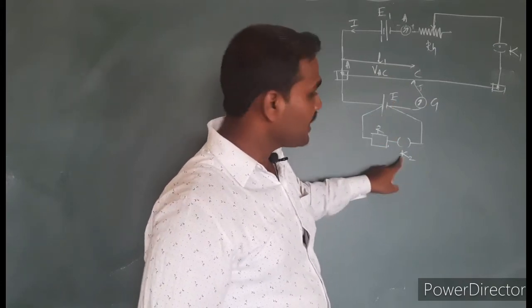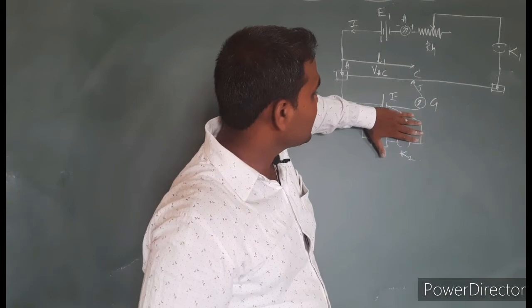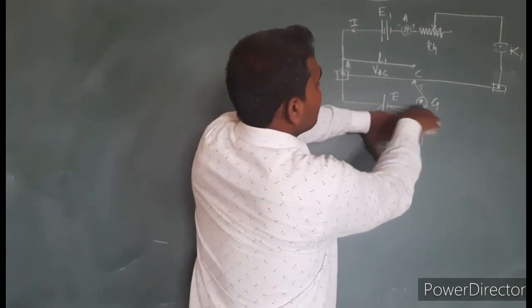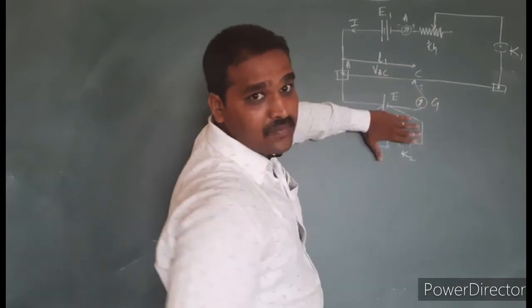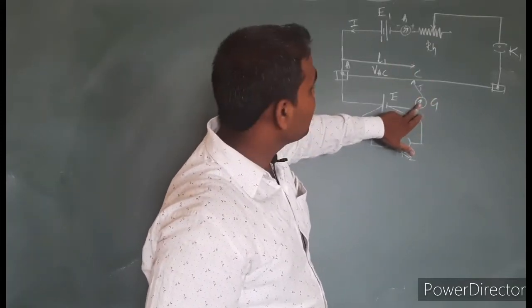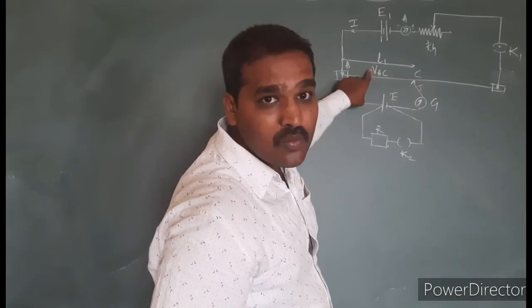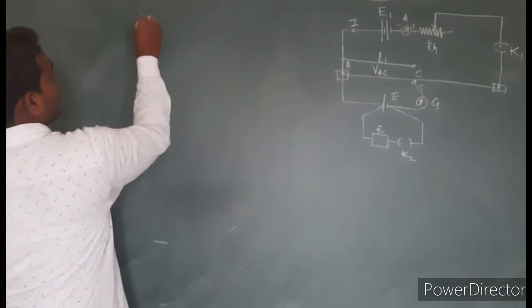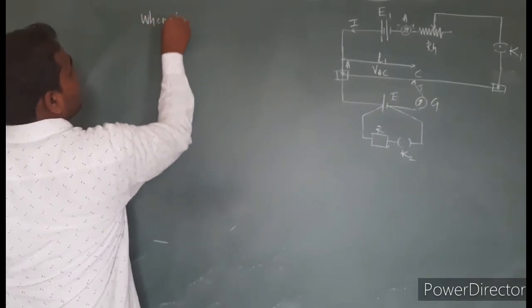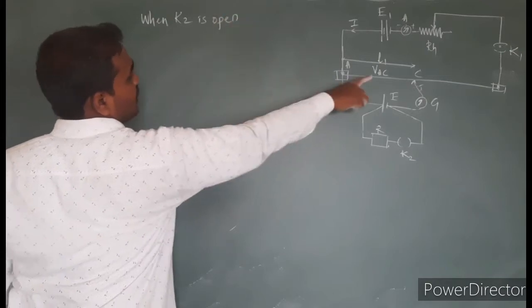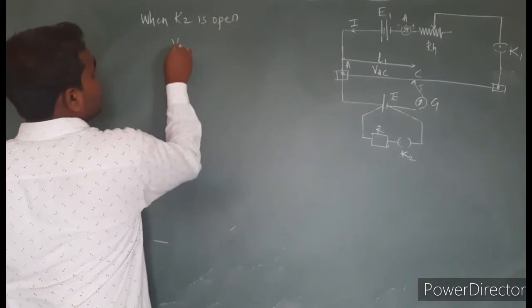When the key K2 is open, this is not part of the circuit. The current just flows from A to E, E to G and G to C here. So the galvanometer deflection is equal to 0 when the potential drop VAC is equal to the EMF of the cell. First, when K2 is open, we consider the potential drop, that is VAC.